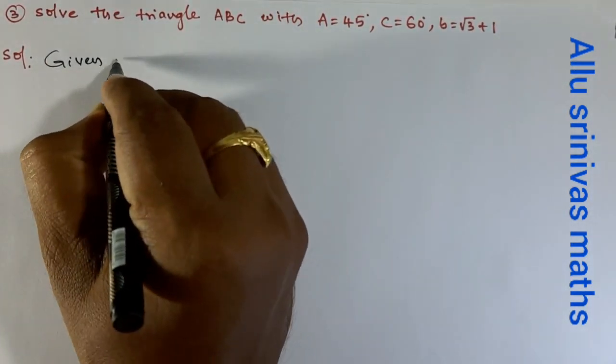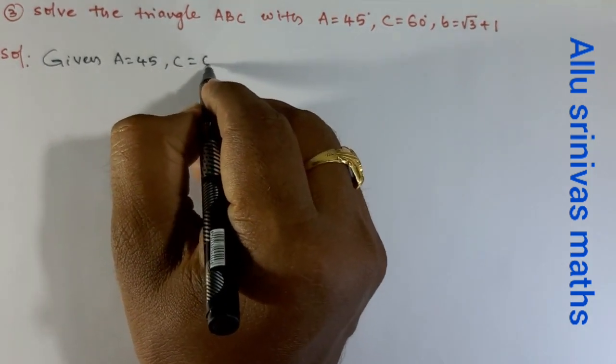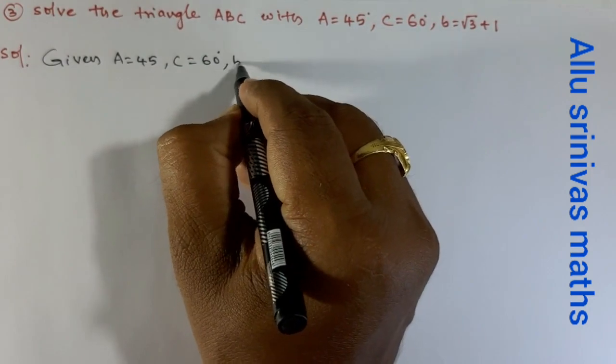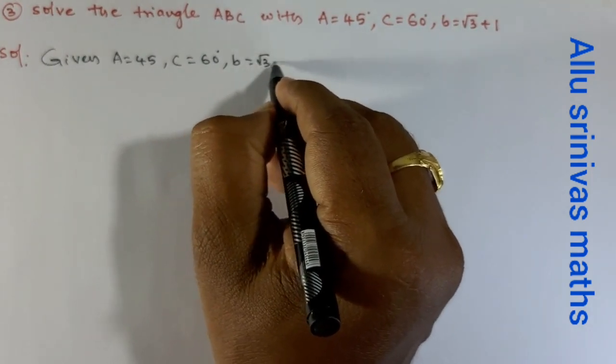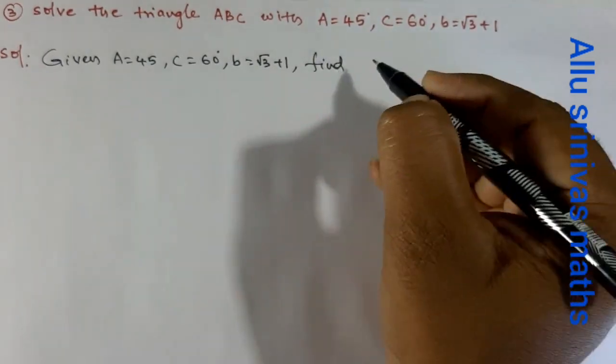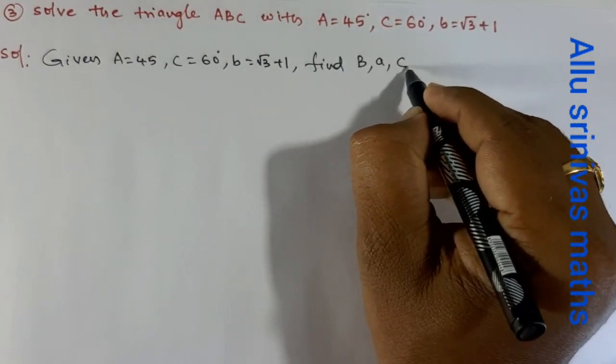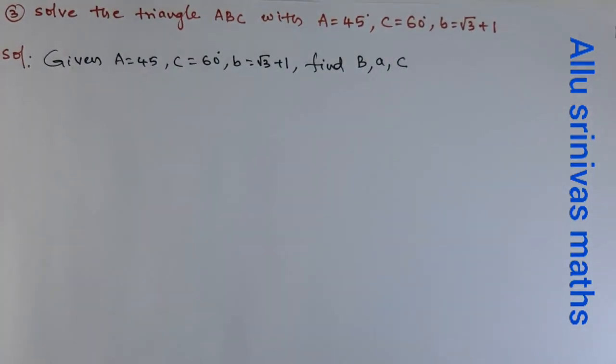First you have to write the given three values. Given angle A equal to 45 degrees, angle C equal to 60 degrees, side B equal to root 3 plus 1. And then find angle B, side A, side C.